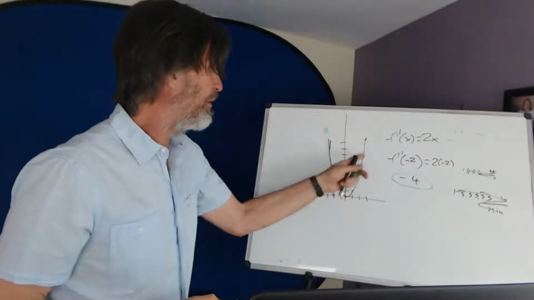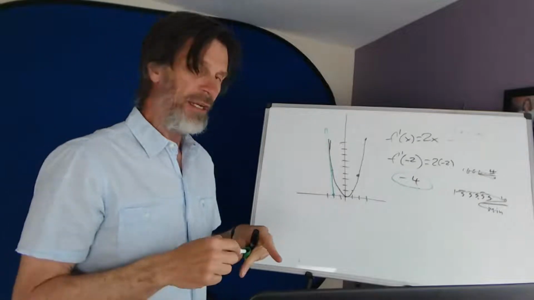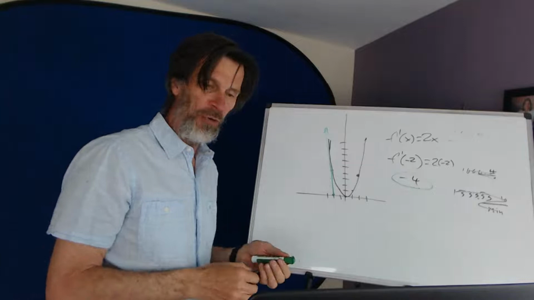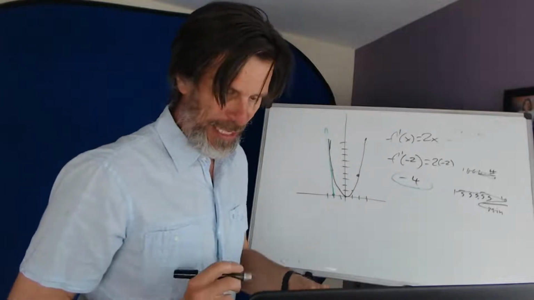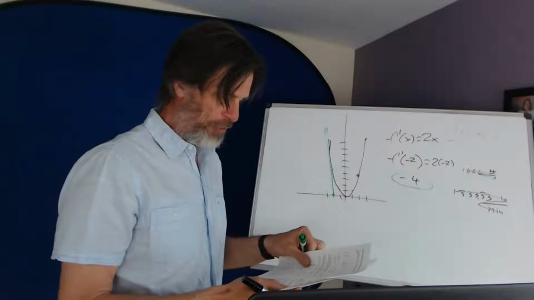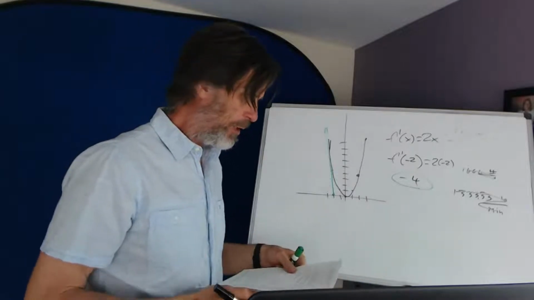Now, if I had a perfectly well-drawn parabola, that graph would have just kissed that at that one point and would have moved away. That would have been the tangent line. So what gives us the slope of the tangent line? The derivative does.